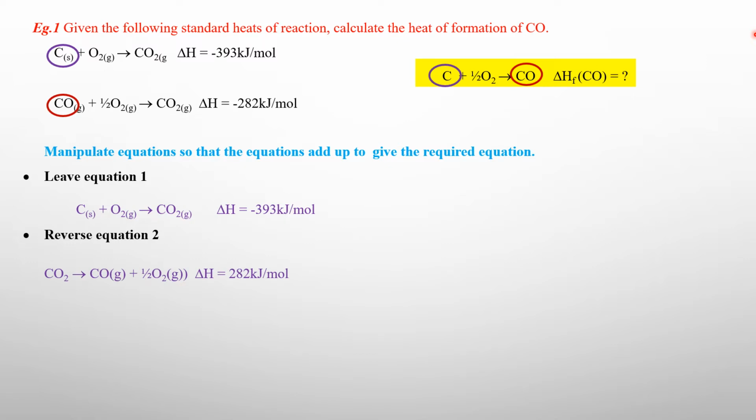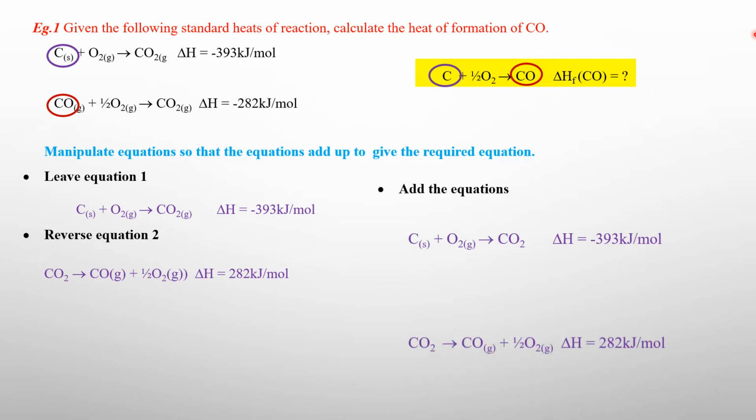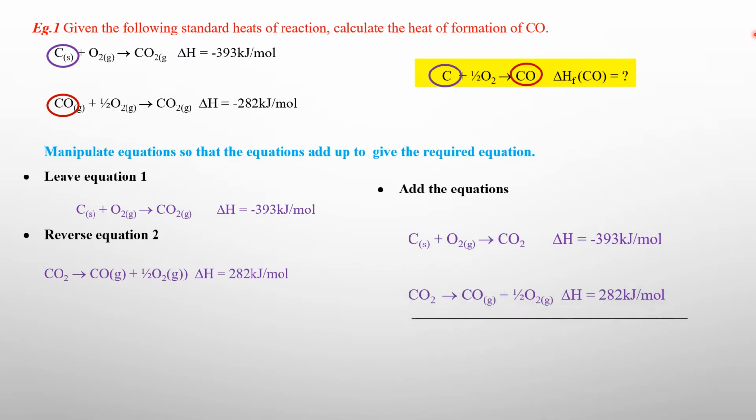So now that we have changed the equations around, let's add them. When we add the equations, we put the two equations together and cancel anything that is common on both the sides. So you can see that carbon dioxide on the product cancels with carbon dioxide on the reactant. Half mole of oxygen on the product cancels with half mole of oxygen on the reactant. And we are left with half mole of oxygen.